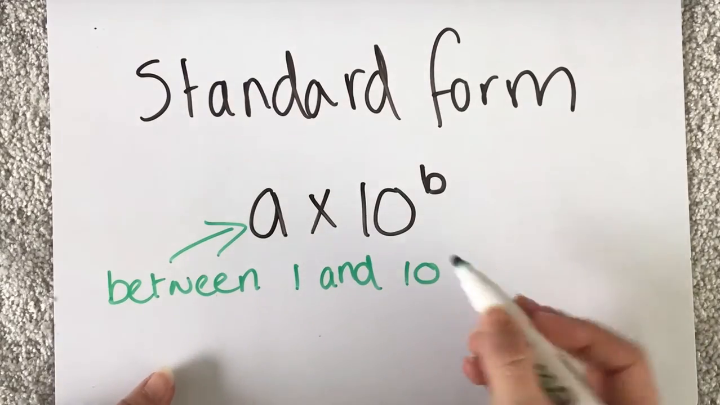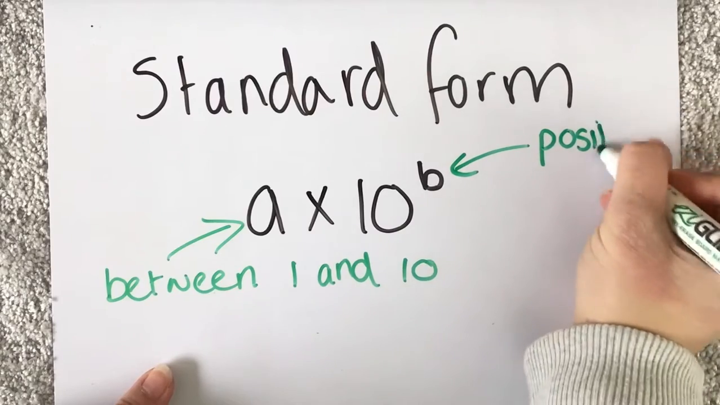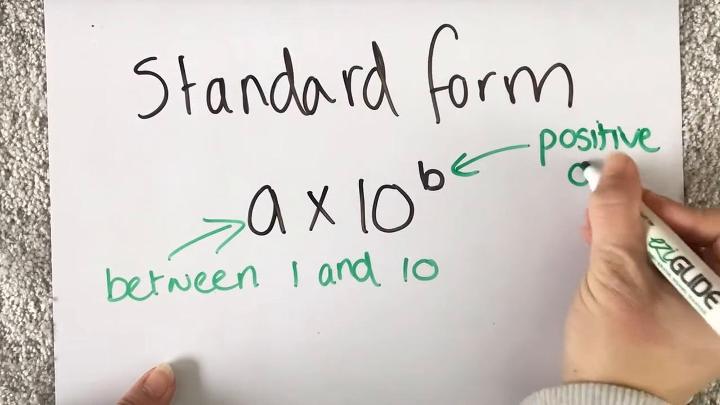Okay, they're always times 10, and then we've got this B. And this B can be positive or negative.